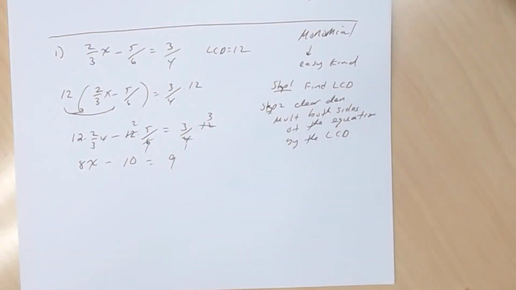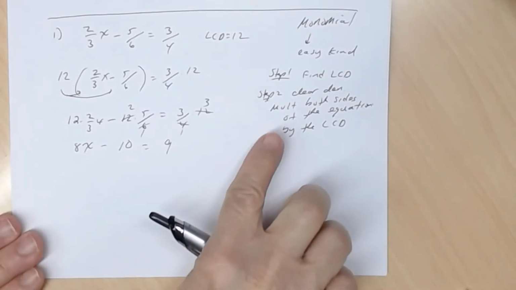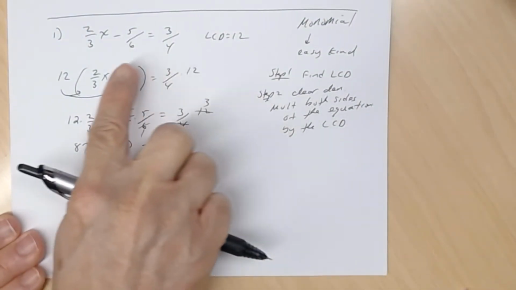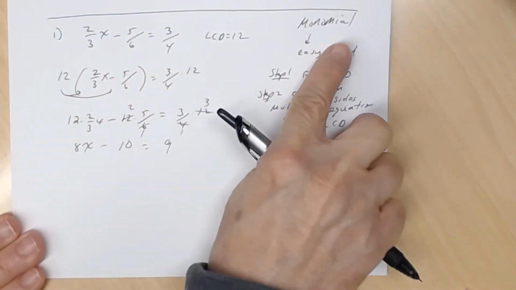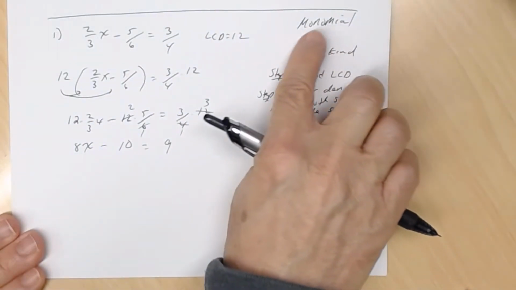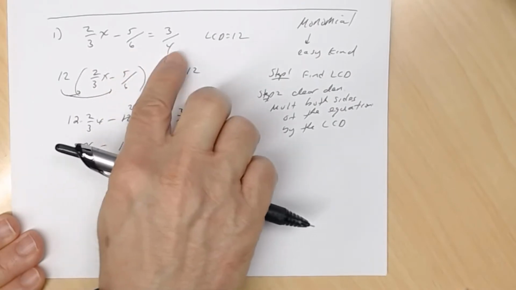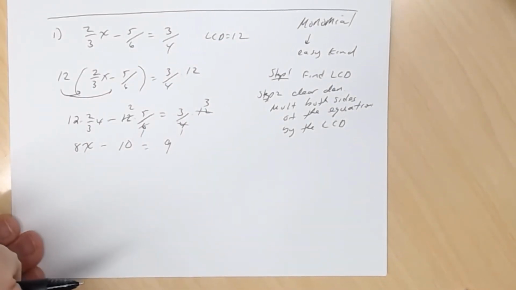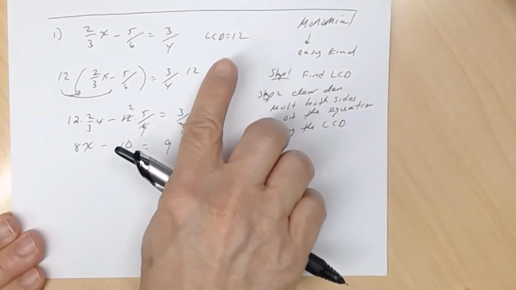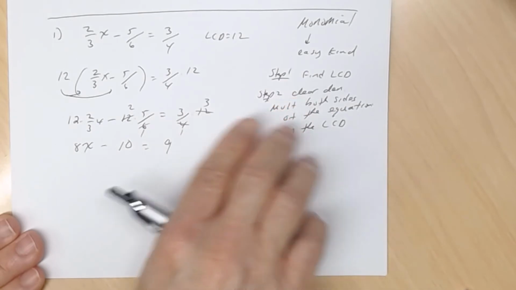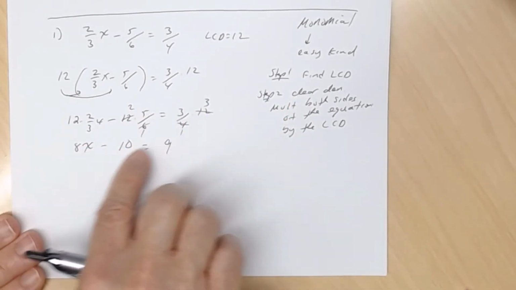All right, so look at what we have so far. Step 1 was to find the LCD. Now again, remember this is the easy kind because my denominators are monomials: 3, 6, 4. They're monomials. So once you find the LCD, the next step is you want to clear. See how I cleared the denominators?